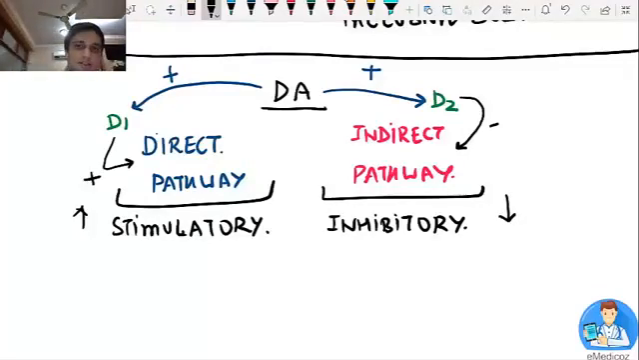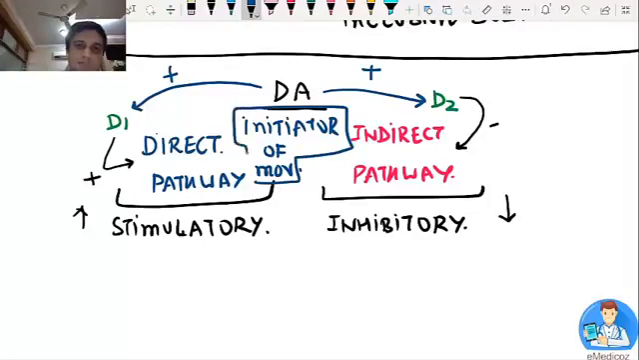So look at this now. Dopamine as a molecule works like an initiator of movement. Any movement I want to initiate, I require a kick, and that kick comes from the dopamine. So dopamine works like a kick to start the direct pathway and inhibit the indirect pathway. Simple. Now what is the imbalance like?